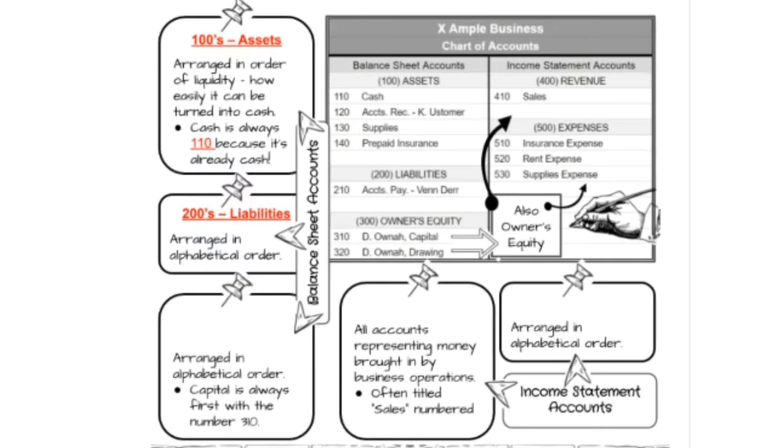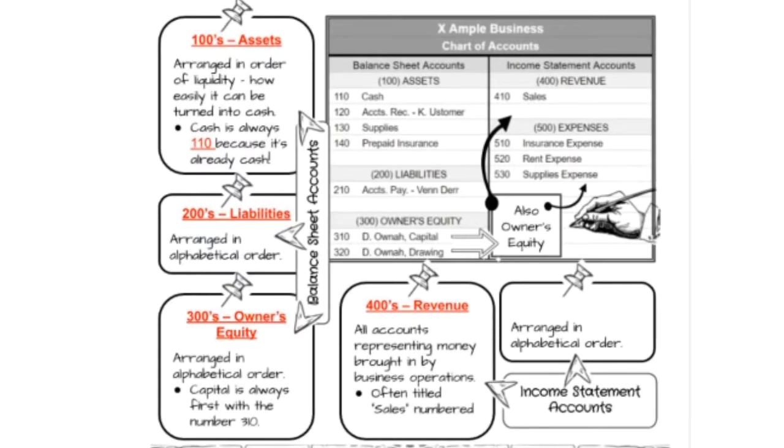In the 200s, we have liabilities. These are arranged in alphabetical order. So we only have one liability in this example, but if there were more, they would be alphabetical. The 300s, those are owner's equity accounts. They're arranged in alphabetical order. Capital is always going to be first. Its number is going to be 310. And then after that, we have the drawing account. That is 320.